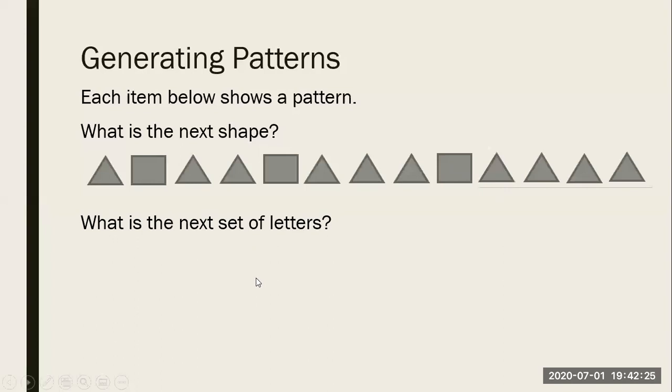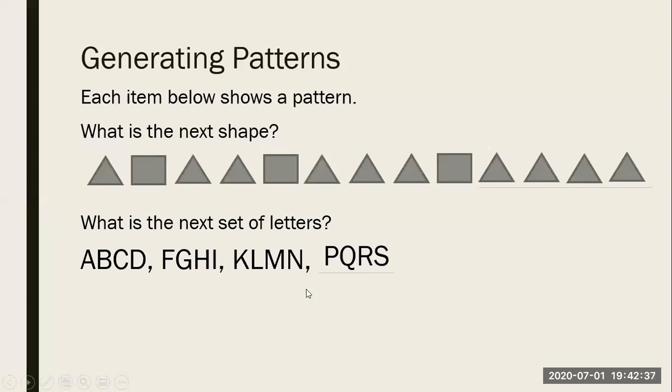Okay, what is the next set of the letters? Okay, for this one we have A, B, C, D, F, G, H, I, K, L, M, N. So next will be P, Q, R, S. Sino nakakuha? Okay? So, paano nakuha ang P, Q, R, S na sagot?